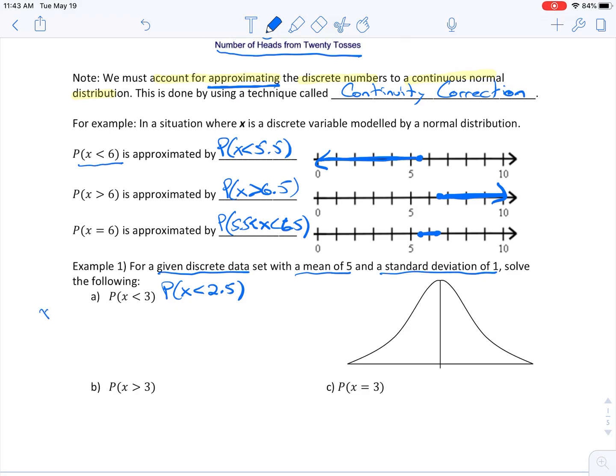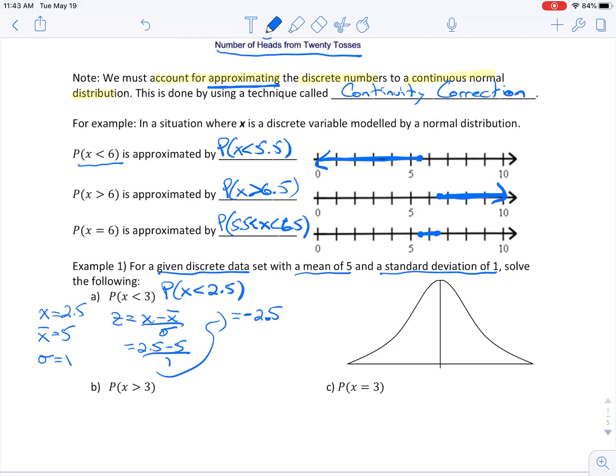So in doing that, I know that my x value is 2.5. My mean we said in the question is 5, and my standard deviation is 1. So just like any normal distribution situation, I use the z-score. So remember the formula for the z-score, we use it lots. And so I've got 2.5 minus the mean over the standard deviation. So this tells me the number of standard deviations above or below the mean. And so I get negative 2.5, which indicates it's below the mean.